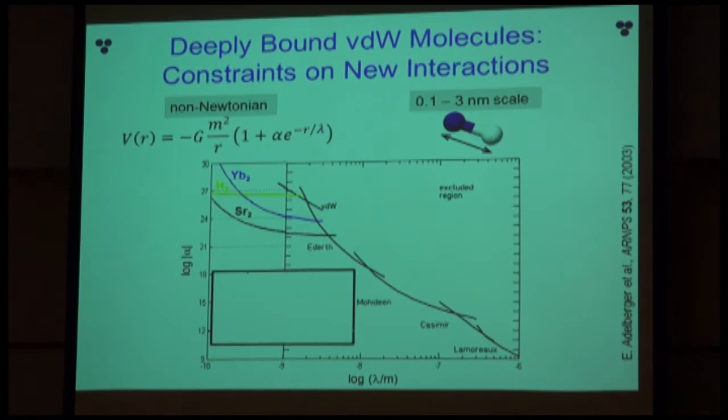Now, just briefly, I'll show a bit on why. So when I say this might be useful for constraining new interactions at the nanometer scale, what I actually mean.